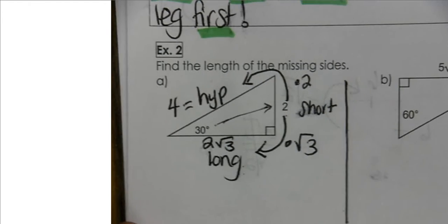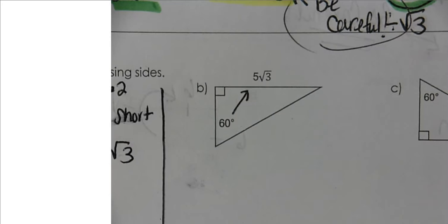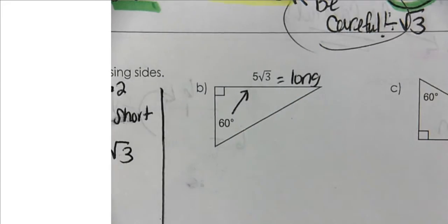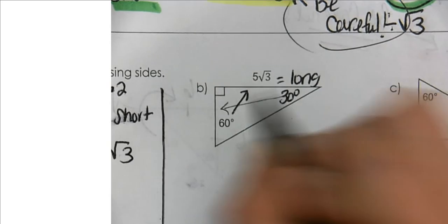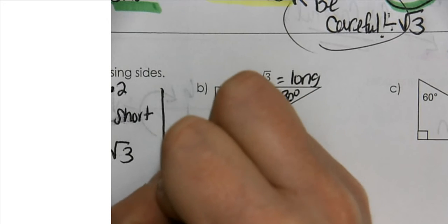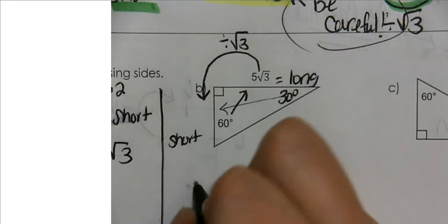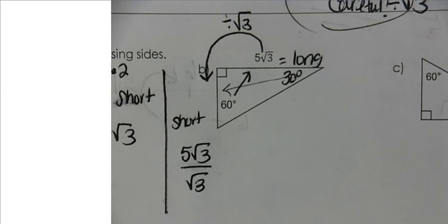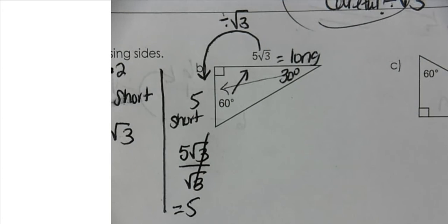Let's go ahead and look at letter B. For letter B, I know the side that is opposite of the 60-degree angle. That means that I know the long leg, and I absolutely need to find the short leg first, and that is right across from the 30-degree angle. So over here is the short leg. So to go from our long leg to our short leg, we're going to divide by the square root of 3. So I'm going to take 5 square roots of 3 and divide it by the square root of 3. The square root of 3 will cancel away, simply leaving us with 5. So our short leg is 5.